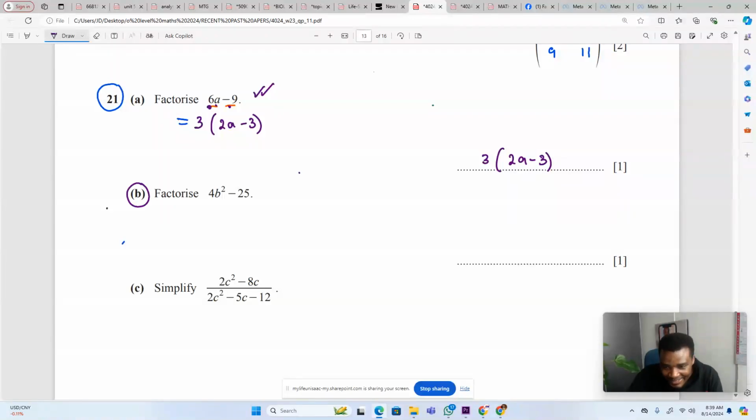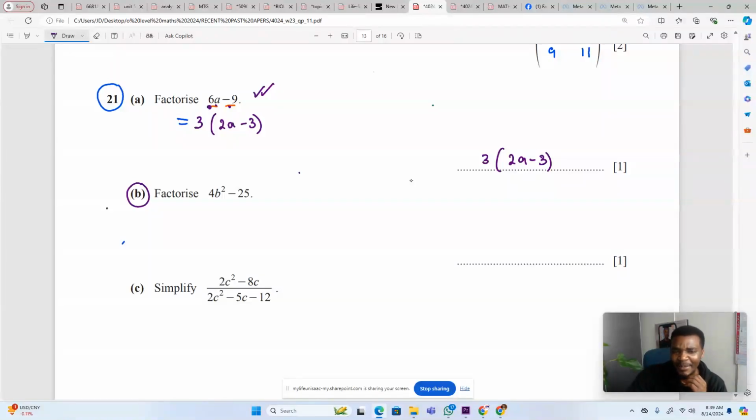Let's quickly look at part B. Part B is written again: factorize 4b squared minus 25. How are we going to factorize this? This is quite interesting. Again, let's check if there is a highest common factor. Is there a biggest number that can get into 4b squared and minus 25 without leaving a remainder?